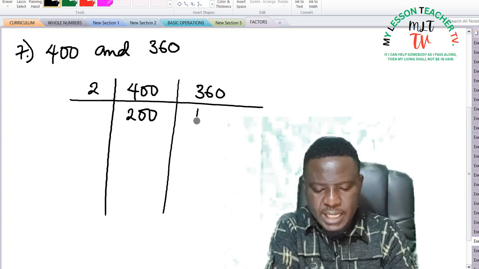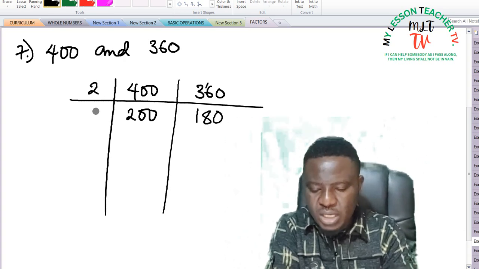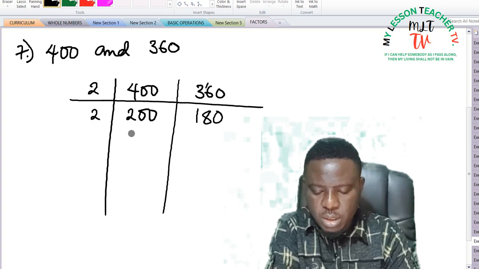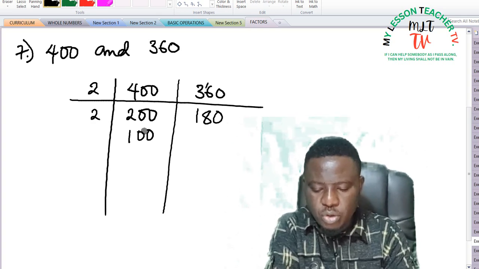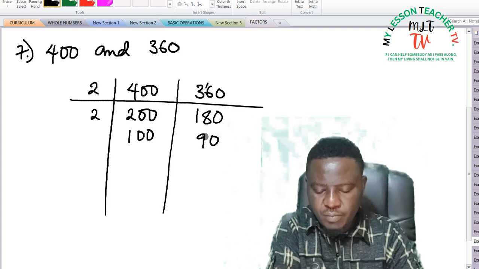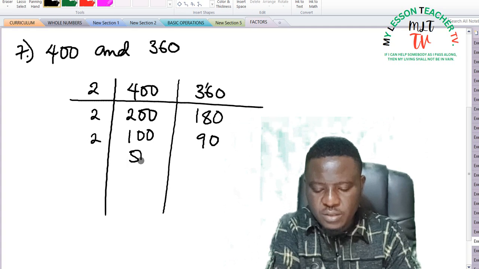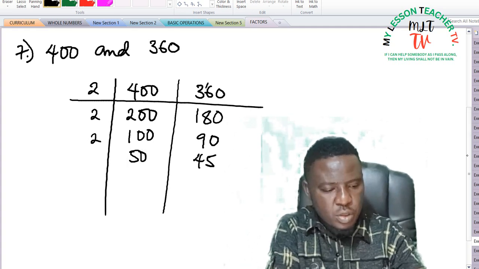2 into 3 is 1, remainder 1. 2 into 16 is 8. And 2 into 0 is 0. 2 can still divide for the same reason. 2 into 200 is 100. 2 into 180 is 90. 2 can still divide. 2 into 100 is 50. 2 into 90 is 45.